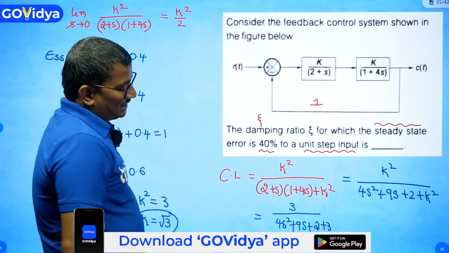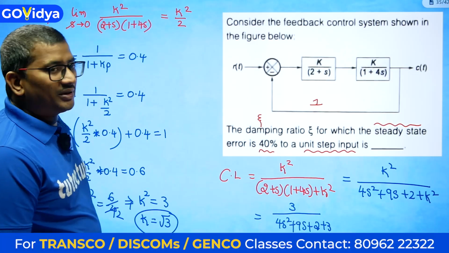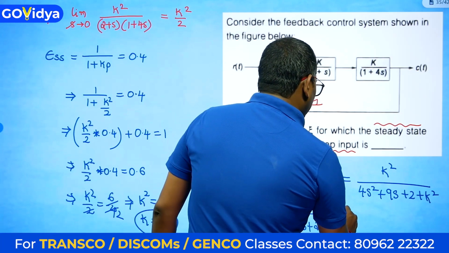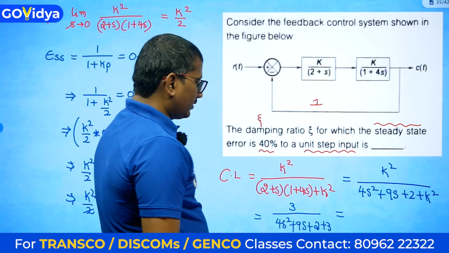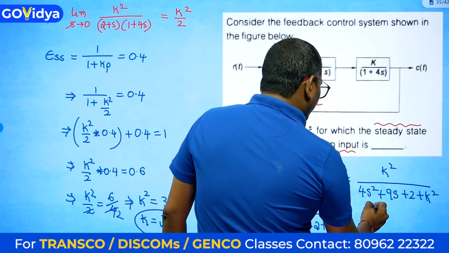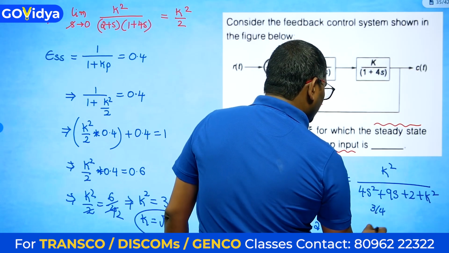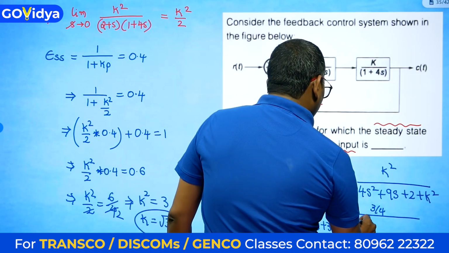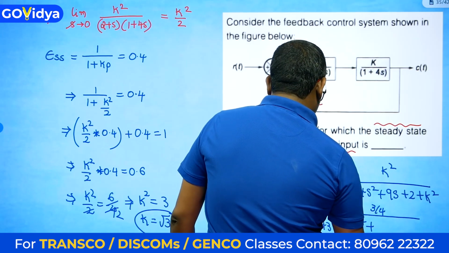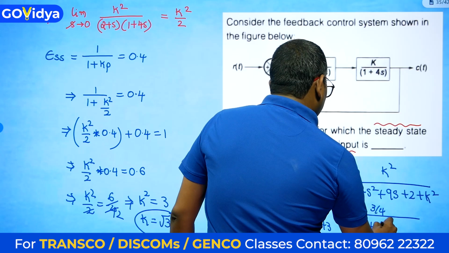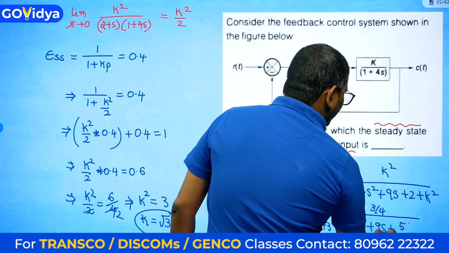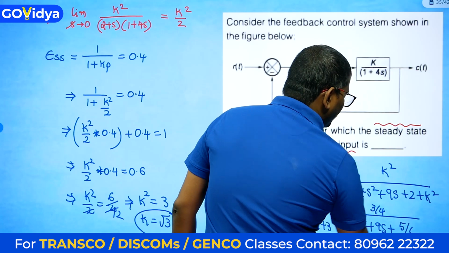But it is not in our standard form. Standard form is what? s square plus 2 zeta omega n s plus omega n square. So what I can do, I will just divide this entire equation by 4. So this will be 3 by 4, whole divided by s square plus 9s by 4 plus 5 by 4.